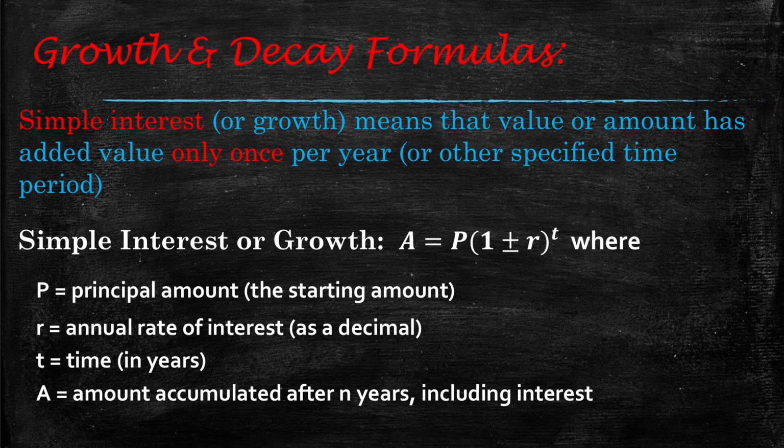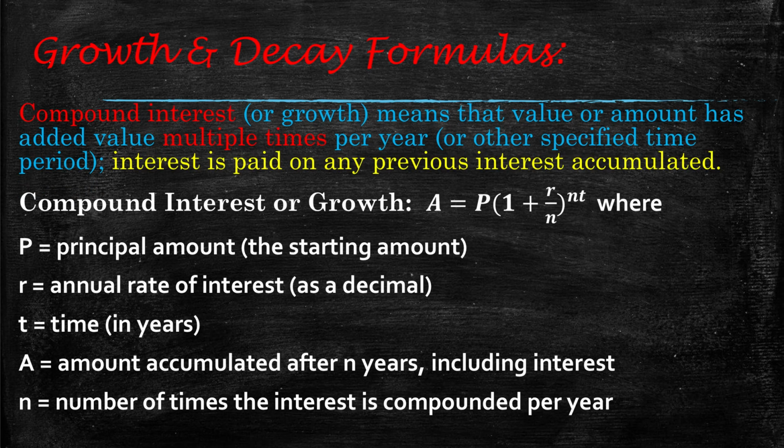The simple interest formula is this right here. A equals P times 1 plus or minus R to the T power, where P is the principal amount. That's going to be considered your starting amount. R is the annual rate of interest, and you're going to put it in there as a decimal. T is the time in years, and A is the amount accumulated after a certain number of years, including your interest.